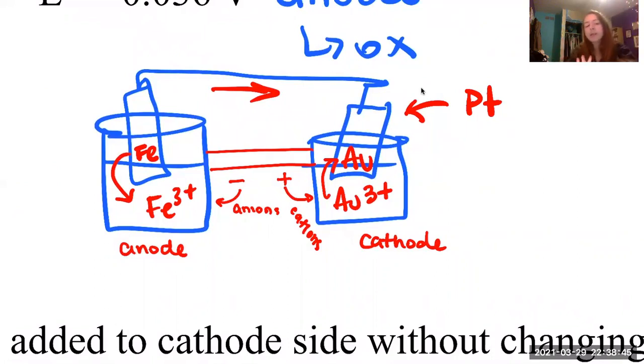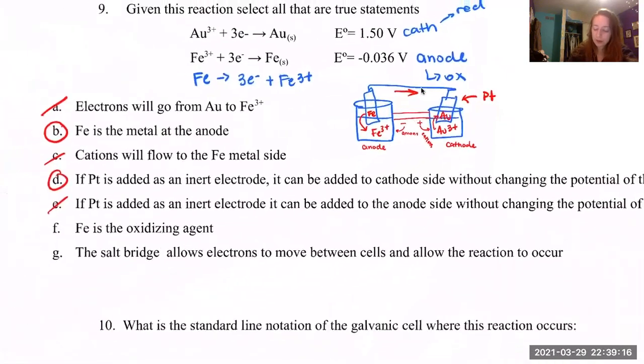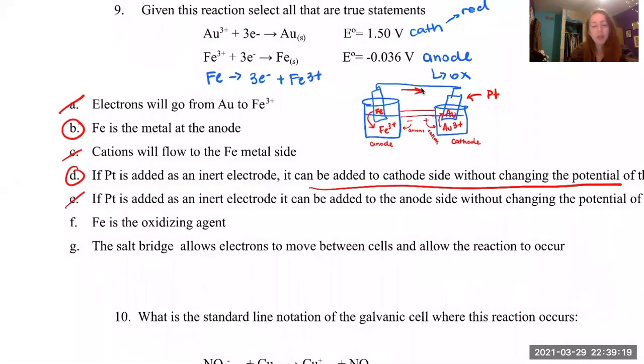However, platinum has a big problem when you put it on the anode side because it doesn't want to erode, it doesn't want to react, it's not going to turn into Fe3+, you know what I'm saying? And so that will drastically affect the cell potential if we put the platinum on the anode side, okay? It doesn't like it because it's inert, that quality that it does not like to react with things. Okay, so therefore if we add it to the cathode side, it won't change the potential, but if we add it to the anode side, it will, okay? So that's why E is false.